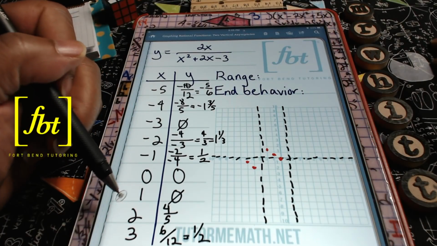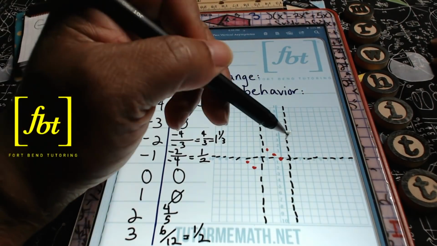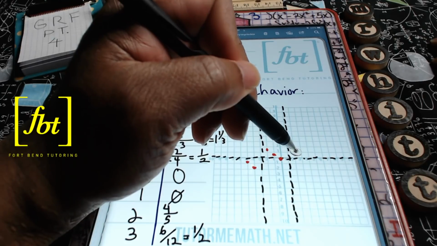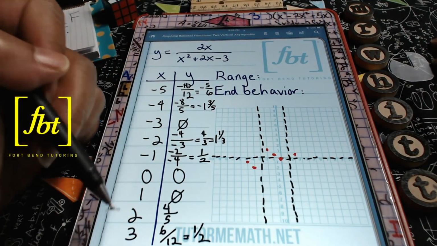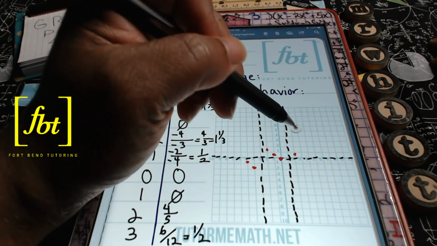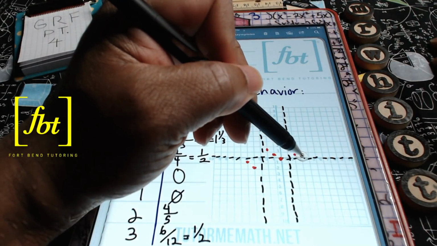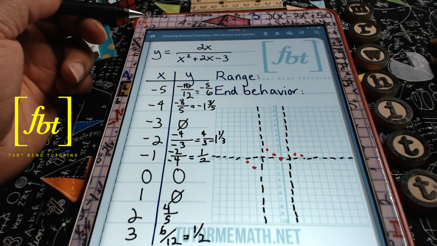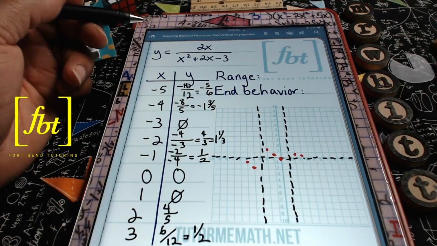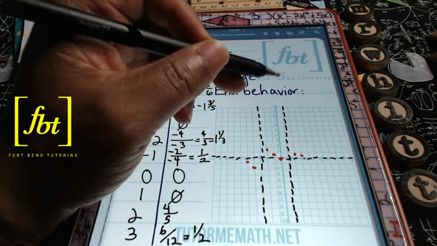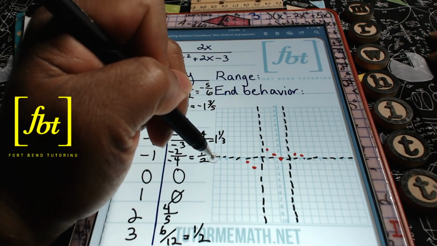Next up, we have a point at 2 and 4/5. So we're going to be at 2 and 4/5, which is almost to 1. So I have a point there. And then at 3, I'm at 1/2. Right there. Okay, well, based on our parent functions and the points that we have here on the graph, I believe that our graph should look like this.